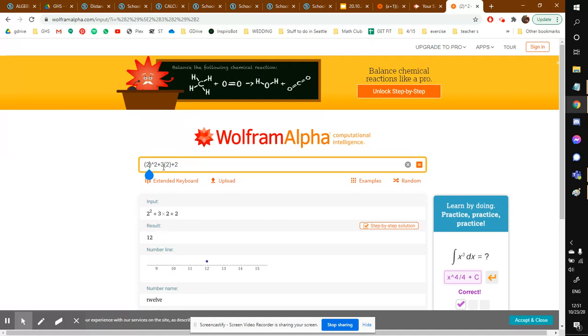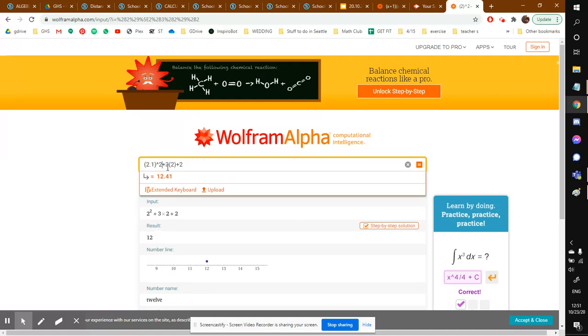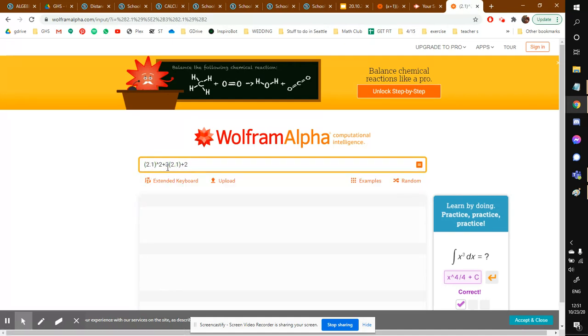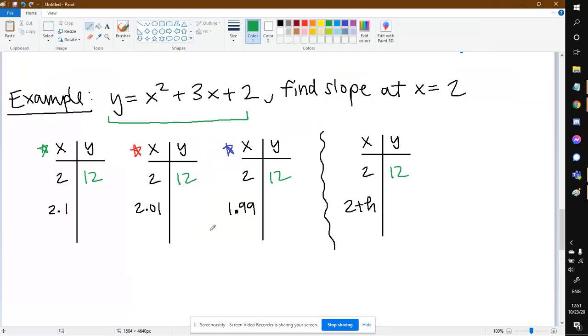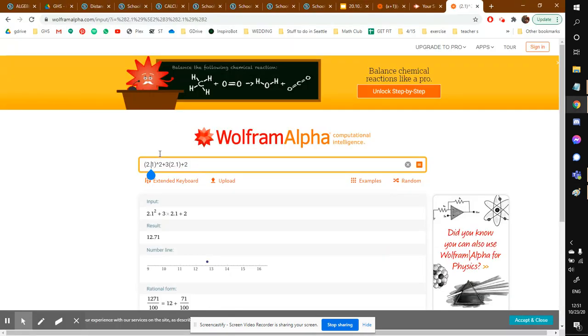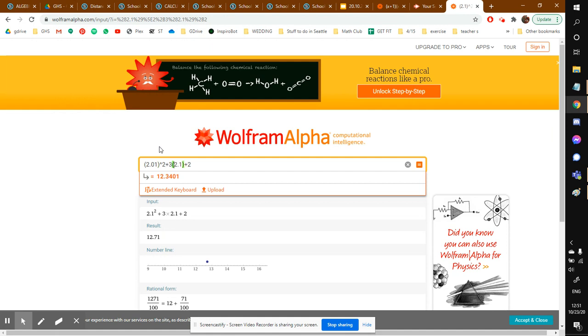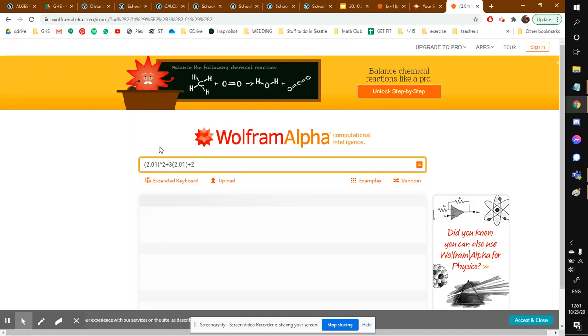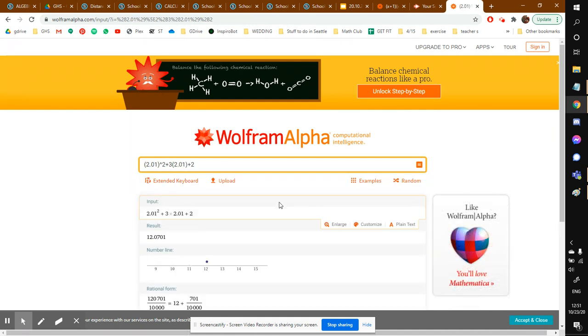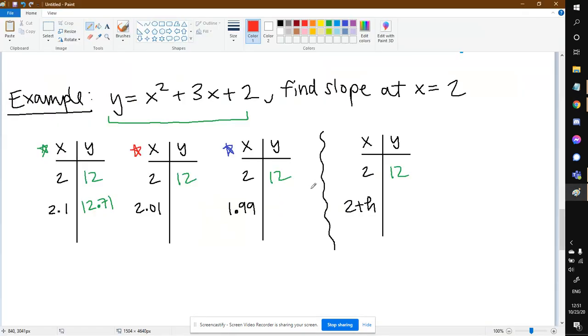I'm going to go back and I'm going to say, actually, I want 2.1. I don't want 2. Then Wolfram Alpha is going to tell me, without too much more work, that it's 12.71. I love that about that. And now I'm going to say, actually, I want this to be 2.01. This is why I put in the parentheses so that I can quickly change out my input. I get 12.0701.